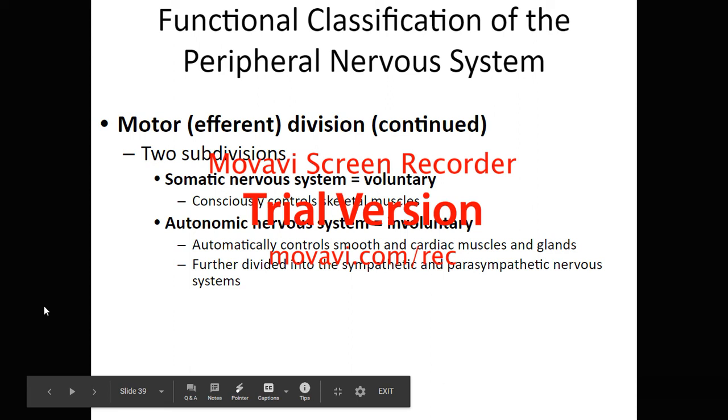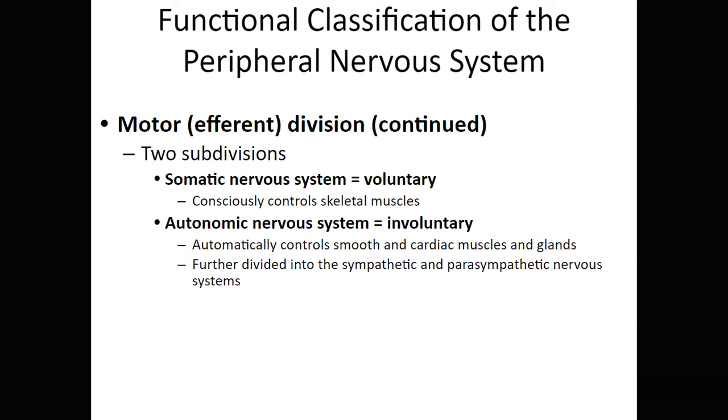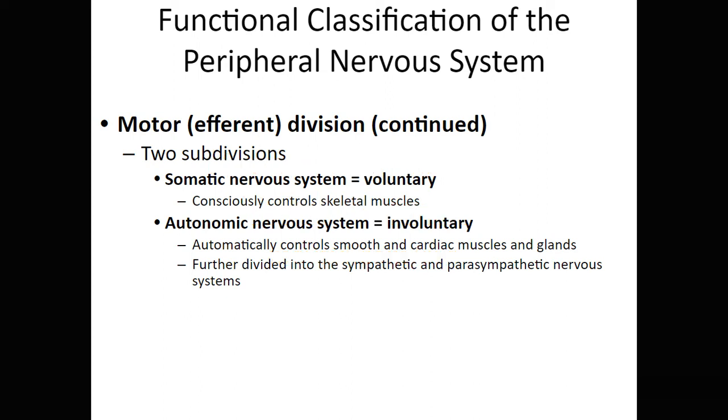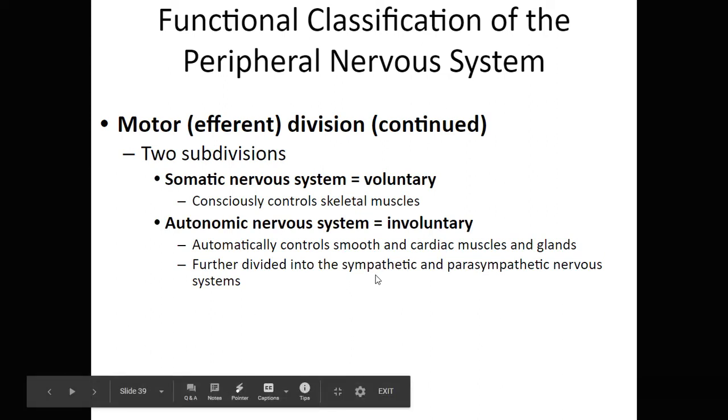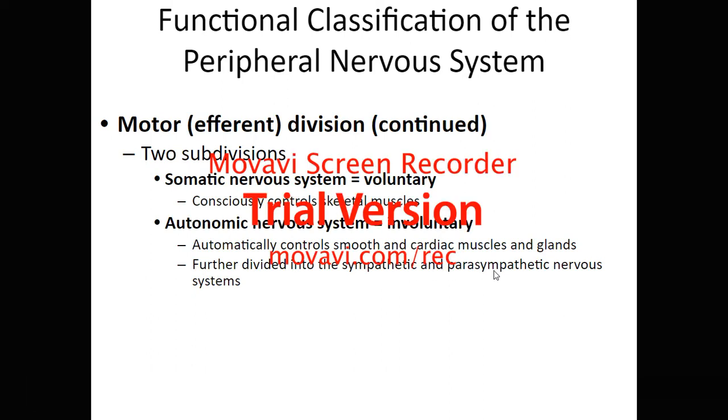All right, so the motor efferent division has two subdivisions. Somatic, remember, deals with your skeletal muscles, and it's consciously controlled. The autonomic nervous system is involuntary, and it relates to the smooth muscles, cardiac muscles, and glands. Your autonomic nervous system is further divided into the sympathetic, fight or flight, and parasympathetic, rest and digest, nervous systems.